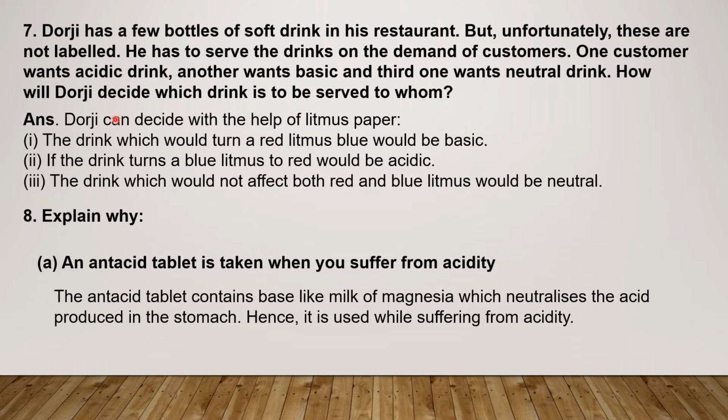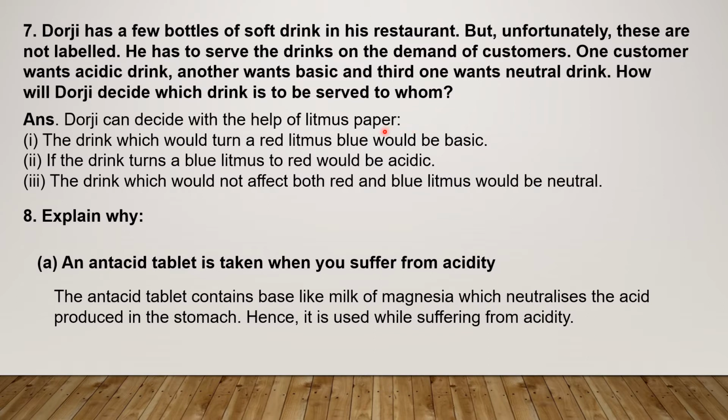You also studied about indicators. So you can also think and write your own answer. I have also given one answer here. Answer: Dorji can decide with the help of litmus paper.